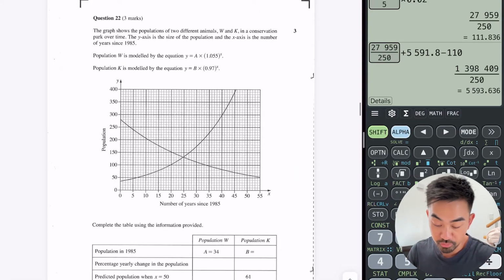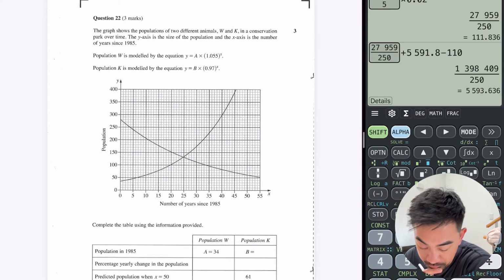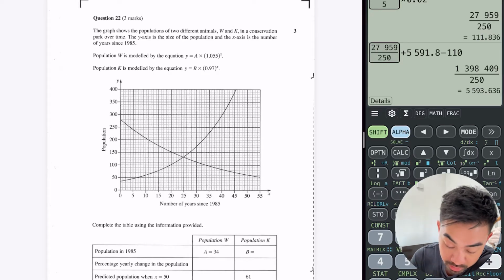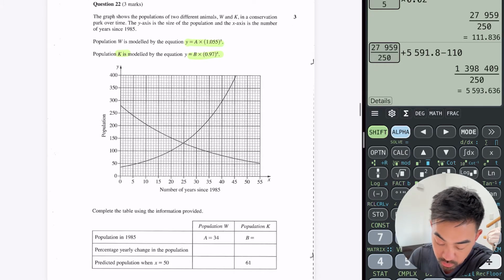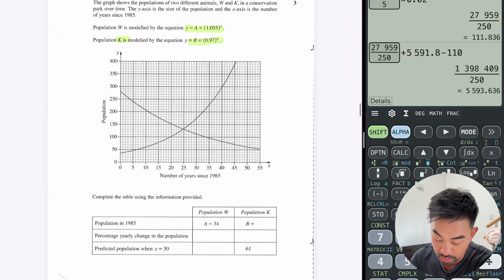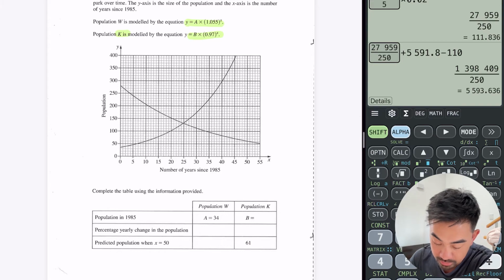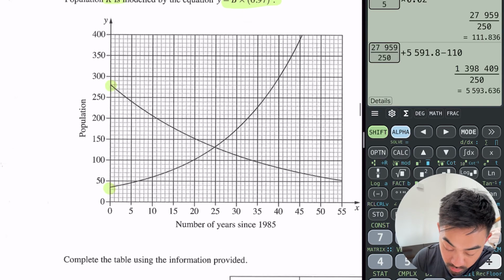All right, 22. The graph shows the population of 2 different animals, W and K, in a conservation park over time. The y-axis is the size of the population and the x-axis is the number of years since 1985. Population W is modeled by this and population K is modeled by that. So here we've got 2 graphs. One's going up, one's going down. Complete the table using the information provided. So A is 34, that's telling us that. So that's like the starting point here. What's B? B, it looks like B is going to be 250, 260, 270, 280.